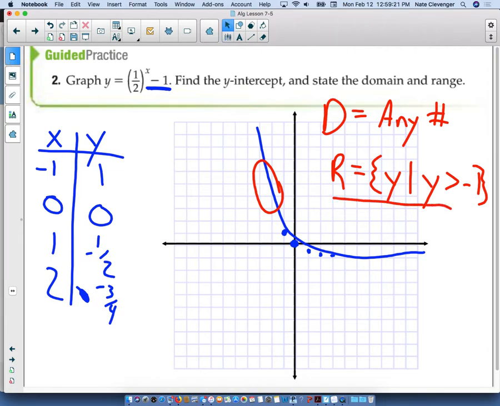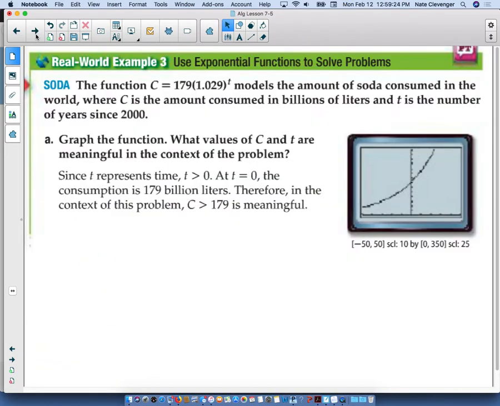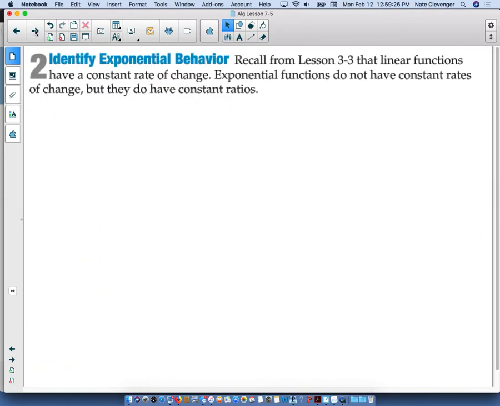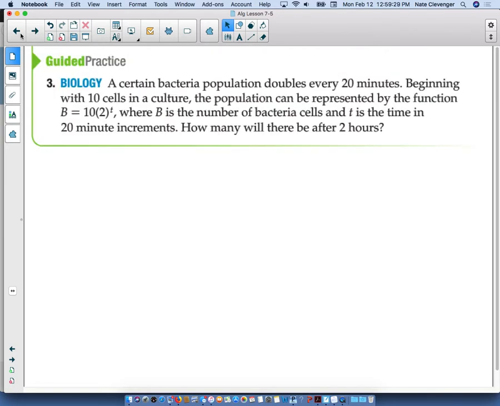Okay, was this the one? No. Yeah, that was the one, because it was doubling every 20 minutes. Okay, so a certain bacteria population doubles every 20 minutes, beginning with 10 cells in the culture, and the population can be represented by this function, where B is the number of bacteria cells, and T is the time in 20-minute increments. So how many will there be after 2 hours?